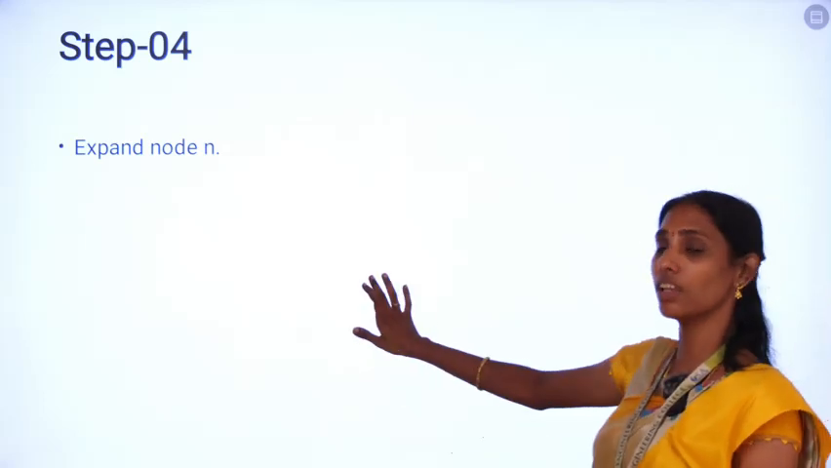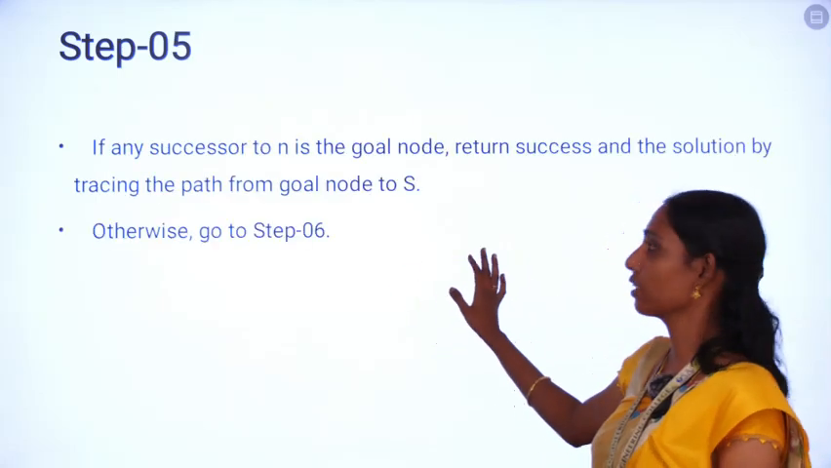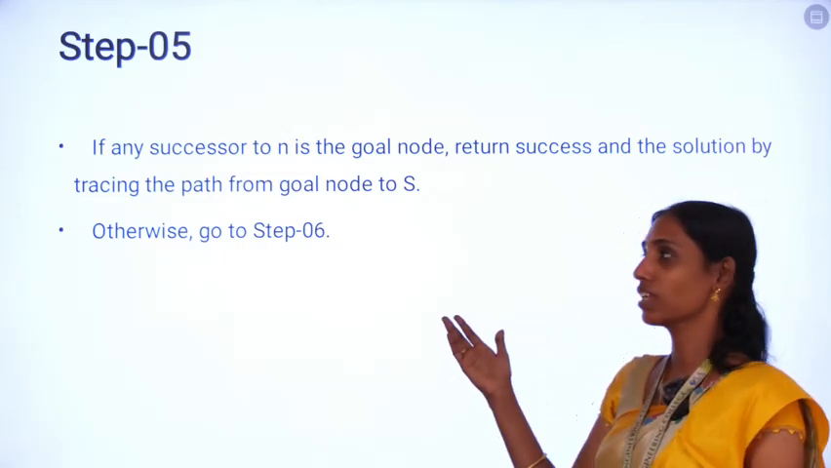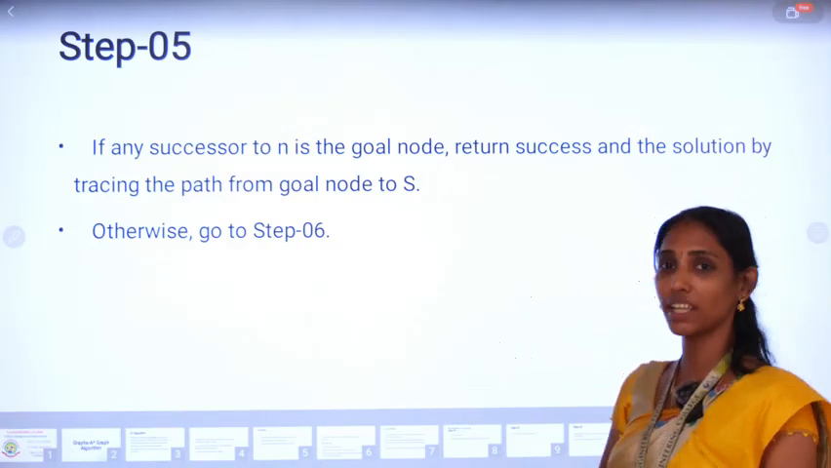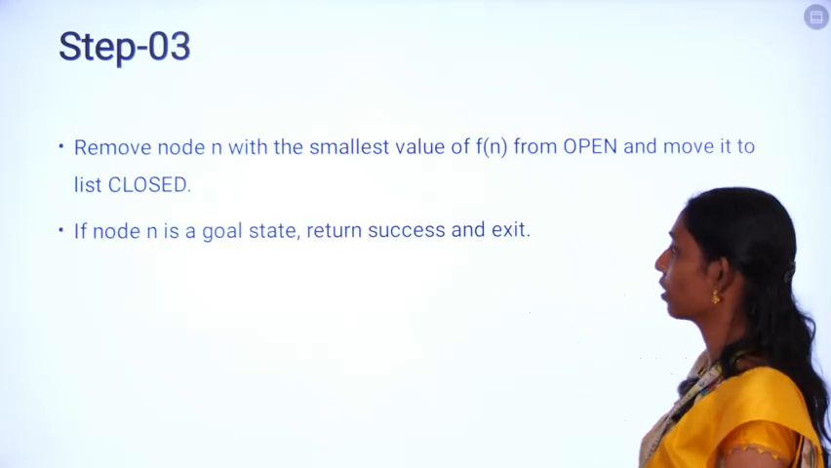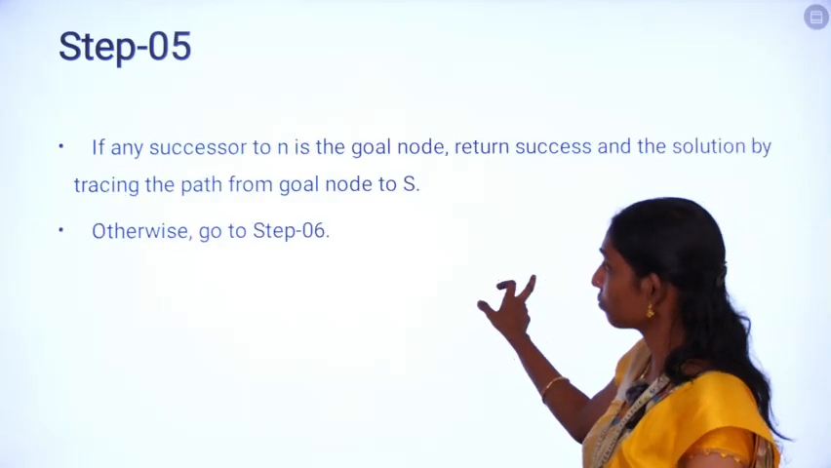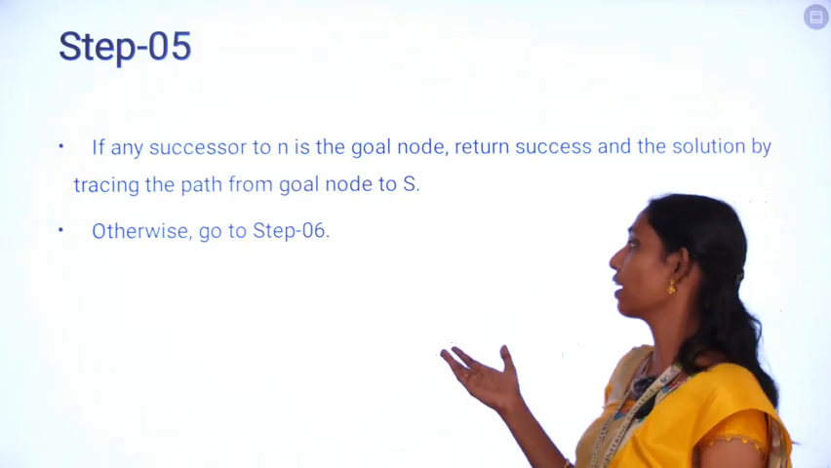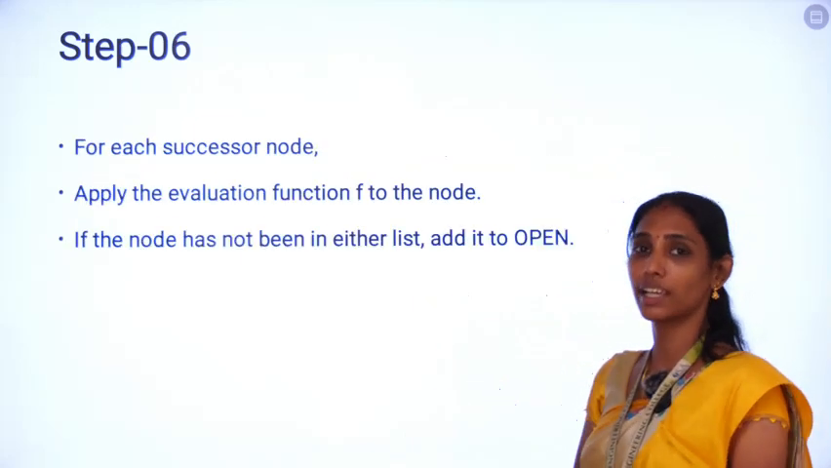If not, then we expand the node n. If any successor of n is the goal, we return success, and the solution is traced by finding the path from the goal node back to S, where S is the starting node. If the traced path is not successful, we move again to step 6 and continue the process until we get the goal node.